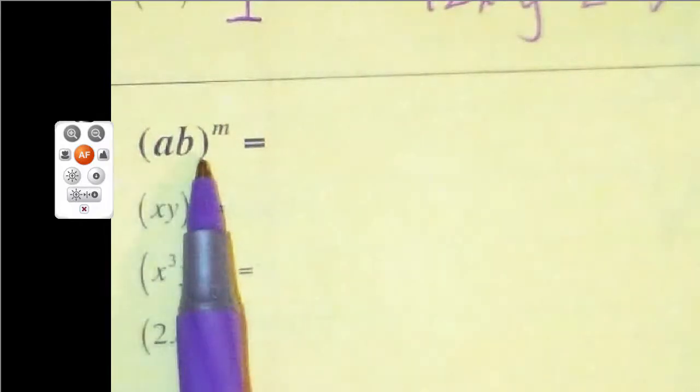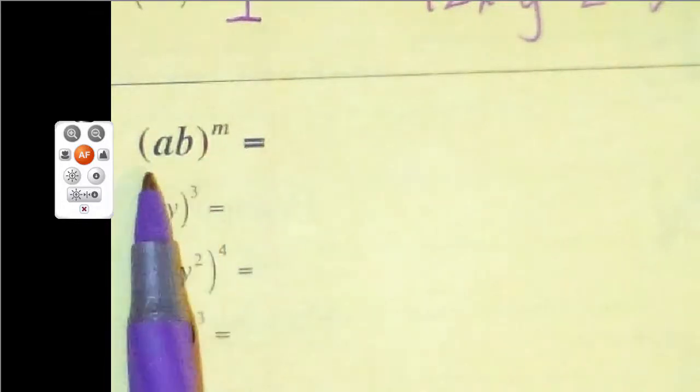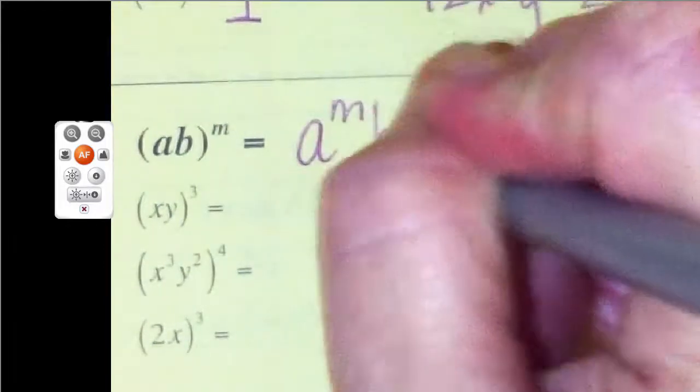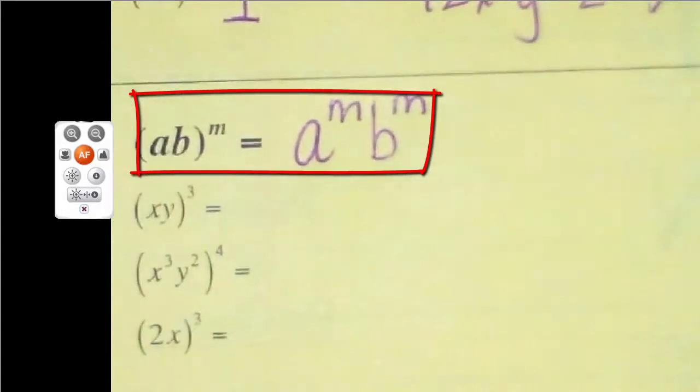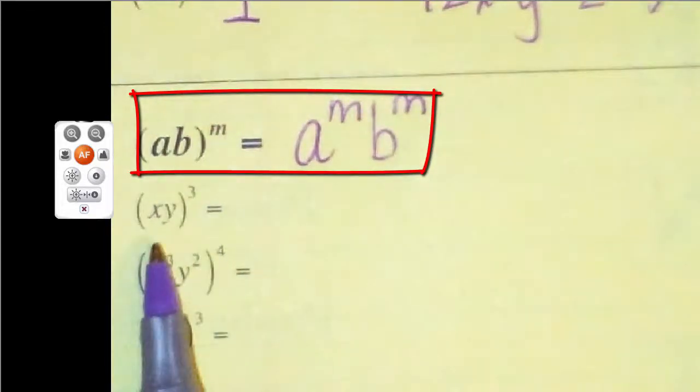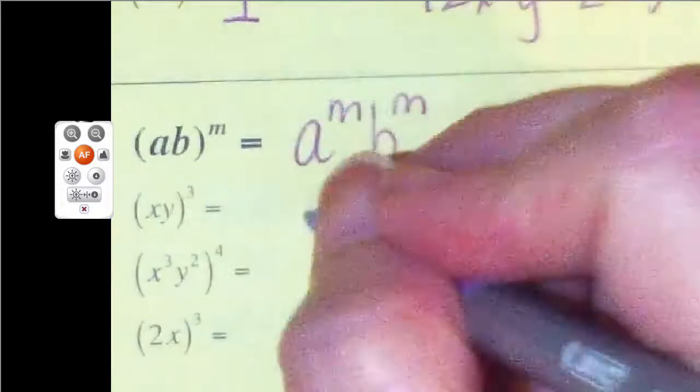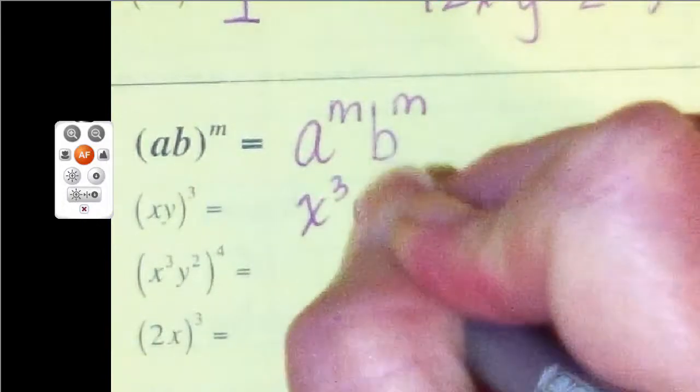Here I have AB all raised to the m. Because I'm multiplying inside, not adding or subtracting, that m pushes through to everything inside. So AB all to the m is equal to a to the m times b to the m. So xy all to the 3rd is equal to x to the 3rd times y to the 3rd.